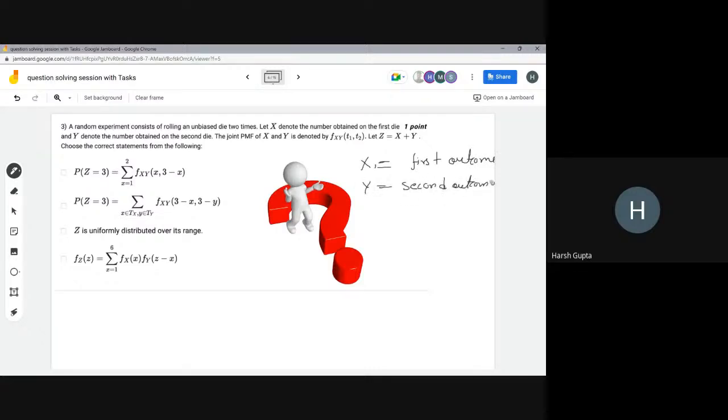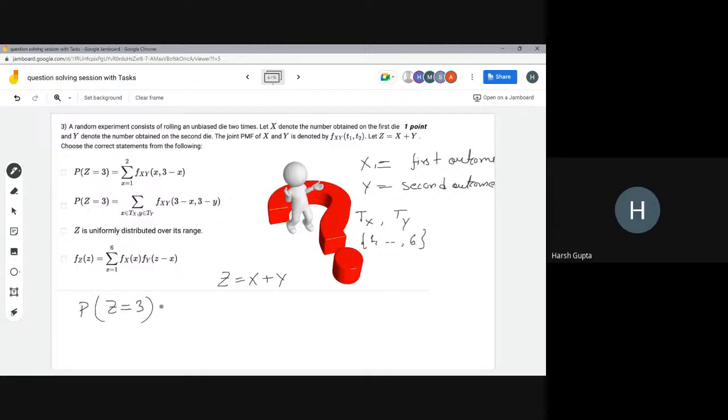What is the range of X and Y? 1 to 6. Very important to write these things. These are small things, but they make a difference. You will start looking at the problem in a better way if you write these things in front of you. So always write the range. Whenever you get to know about any random variable, always try to write the range first. So this is the range, 1 to 6. And there is a Z, a function of random variables X and Y, X plus Y, the sum of two random variables. Now we need to find the probability that Z equals 3, right?